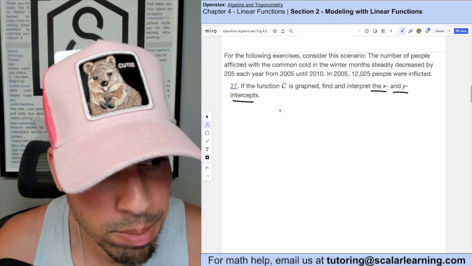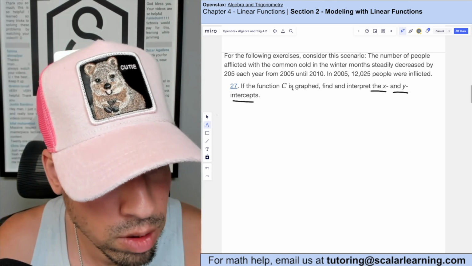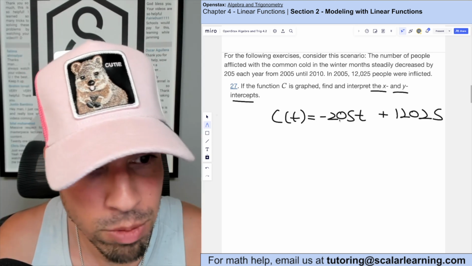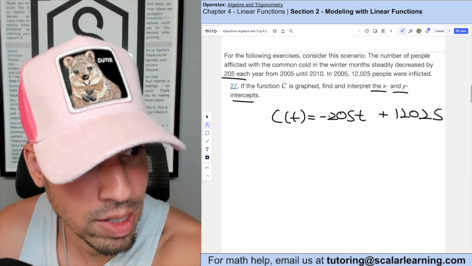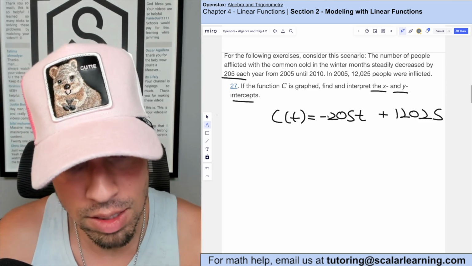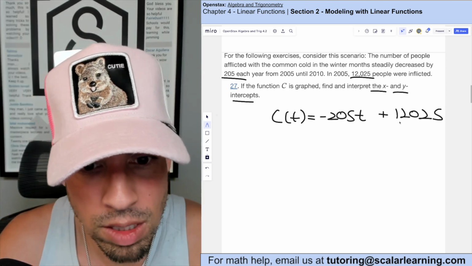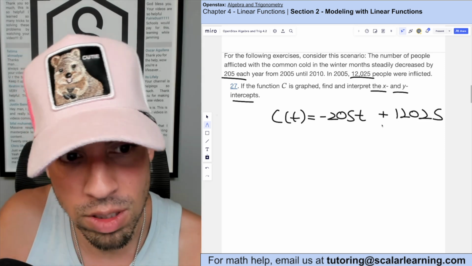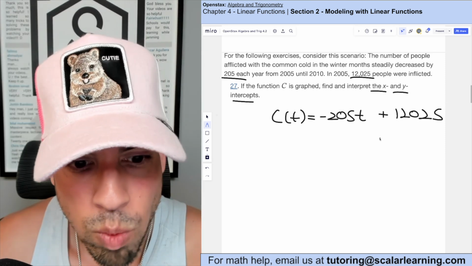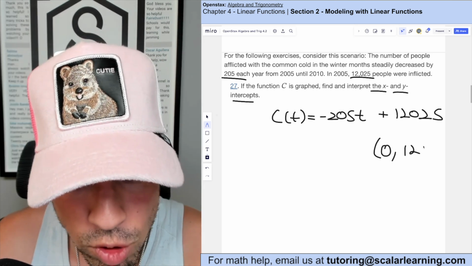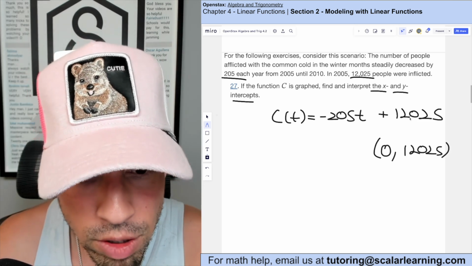So once again, I'm going to bring back our function for this situation. This is the function because it says it decreases by 205 each year. That's a slope of negative 205. Negative indicates the decrease. And then the y-intercept is the initial value. In this case, our initial year is 2005, so hence 12,025. Now, our y-intercept is simply (0, 12,025), that initial value that we were given.